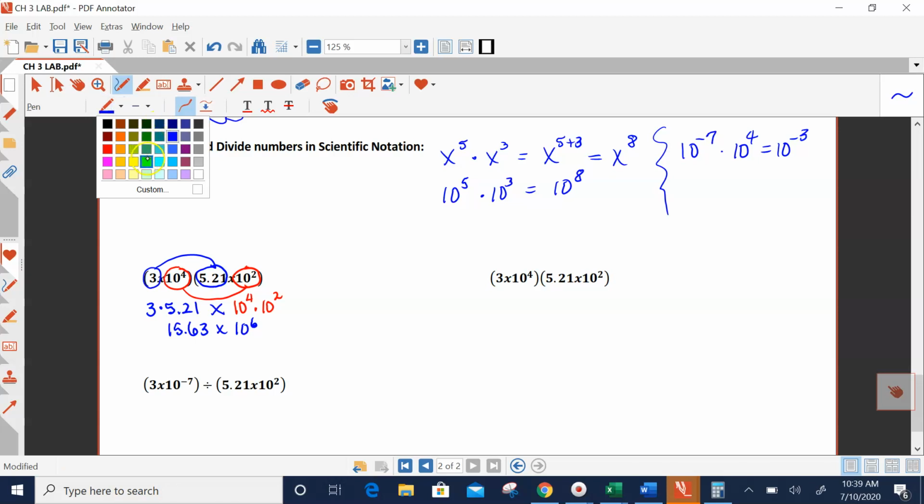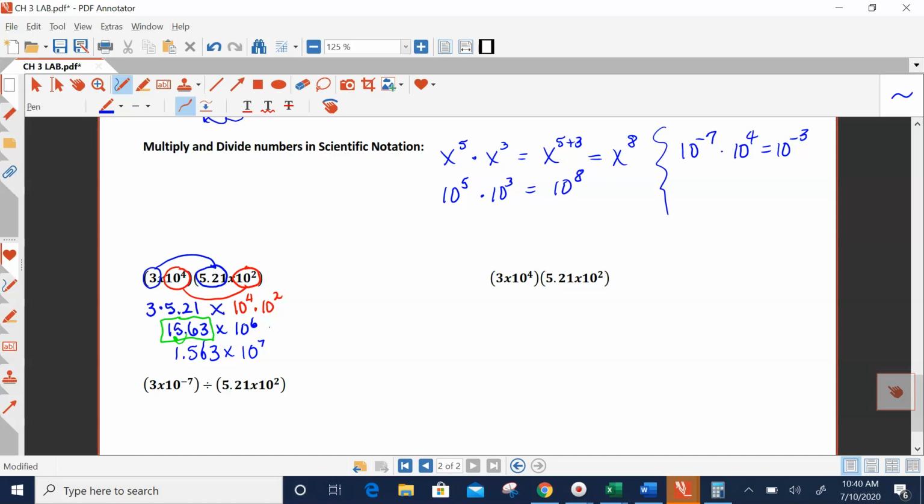Remember, in scientific notation, this number in front, in this case the 15.63, has to be a number between 0 and 10, and that number is bigger than 10. So in proper scientific notation, I would need to move that decimal point to the left one, so I get a number between 0 and 10. So the 15.63 would need to be 1.563 to be in proper notation. But since I moved the decimal place, that exponent on the 10 to the 6 needs to increase by 1. So it'd be 1.563 times 10 to the 7th. Be careful with that.